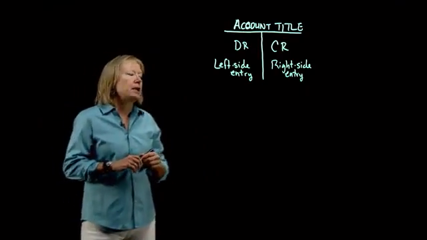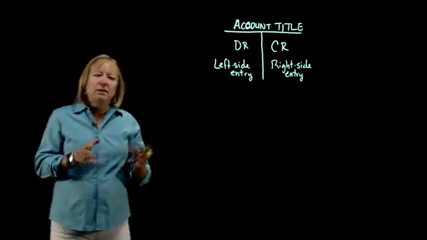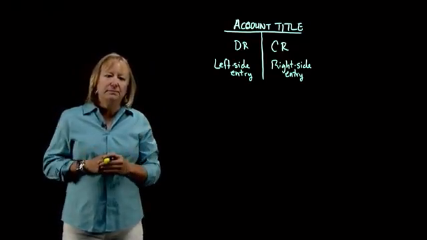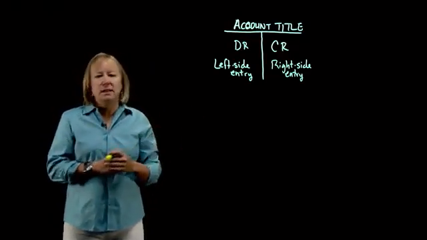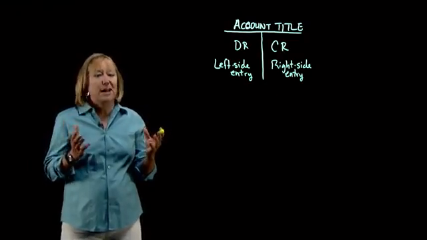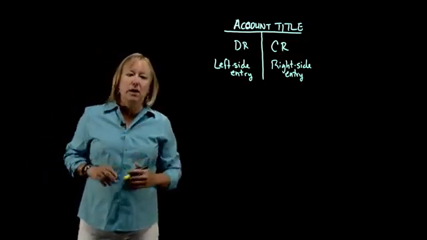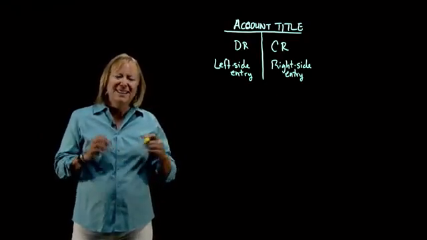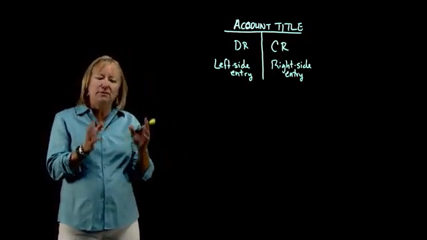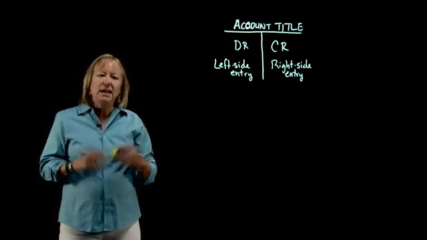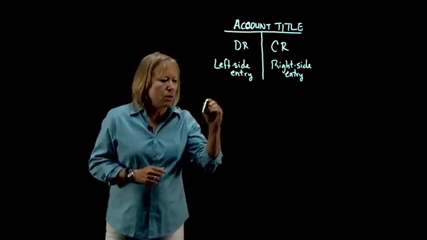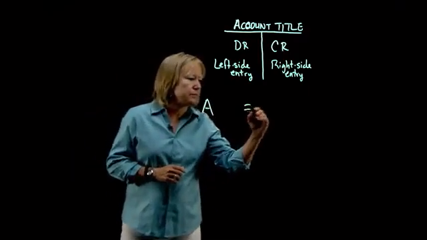interchangeably. Now for some accounts, the left side entries or the debits are increases, while the credits and the right side entries are decreases in the account. But for some other accounts, it's completely the other way around. Isn't that confusing? So how do you know? How do you know whether the left side is an increase or a decrease in the account balance? Well, here's a trick. Remember our balance sheet equation.